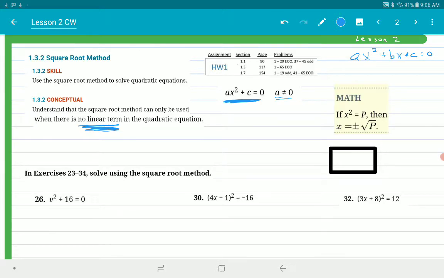So when we have that, we can use this fact that when I have a perfect square, I can just take the square root of both sides, plus or minus the square root of both sides to solve. So if I have ax squared plus c, I can just subtract c and then divide by a, and then take the square root. Let's do that generally.